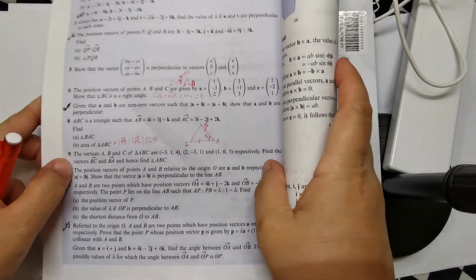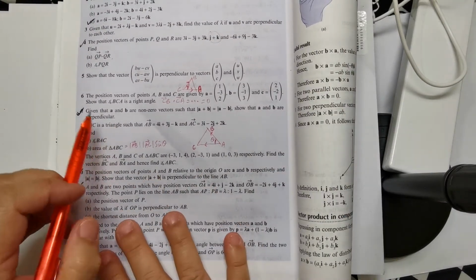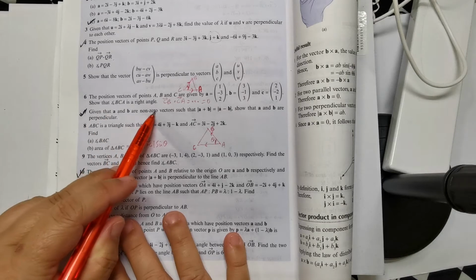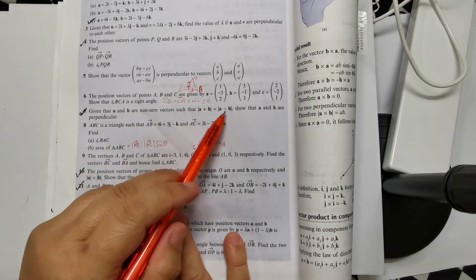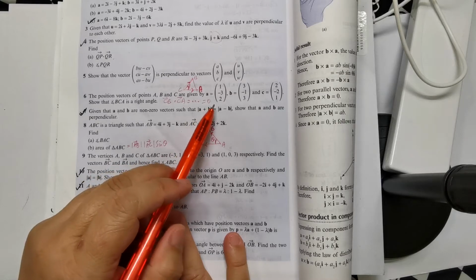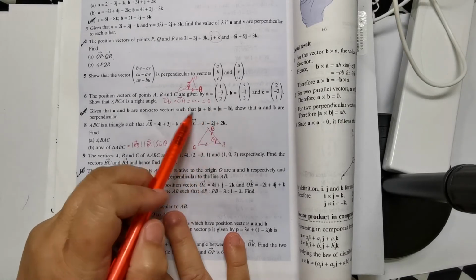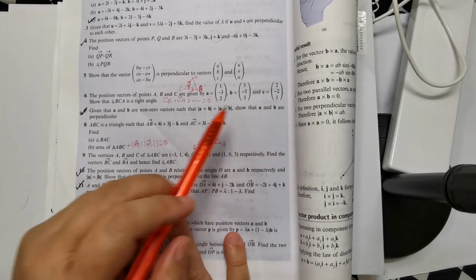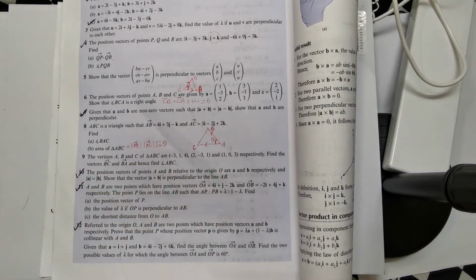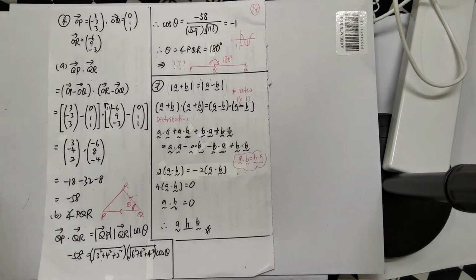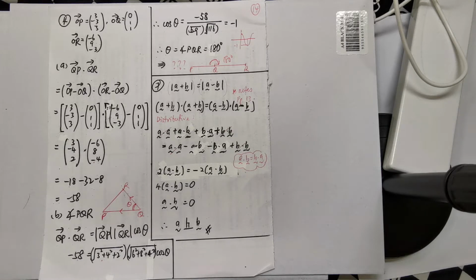Okay, next one will be question 7 here. You are given vectors A and B are non-zero, okay? And also given modulus of A plus B same as modulus of A minus B. This is given, show that A and B are perpendicular. So you're only given this and you're asked to show A and B are perpendicular. By using scalar product to show two vectors are perpendicular, A dot B must equal 0. This is our direction. I must get A dot B equals 0. Then I can conclude A is perpendicular to B.